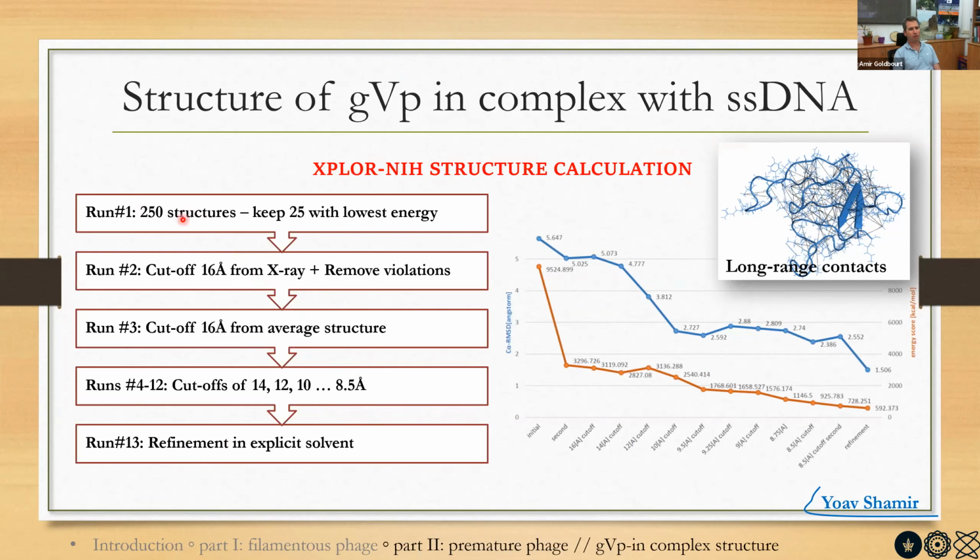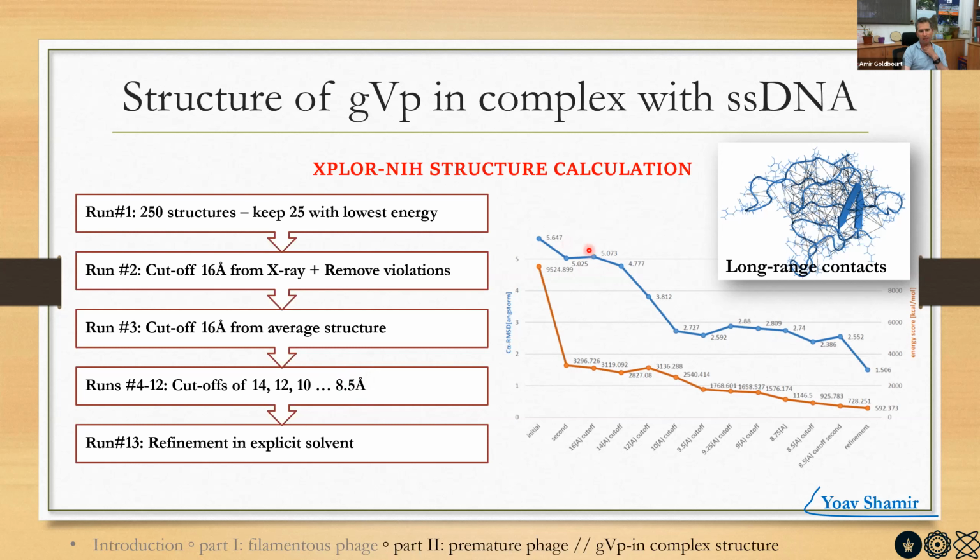So the first run of 250 structures, we keep 25 with the lowest energy. With the lowest energy, this is the first structure that you see here. On the blue, you get the C alpha RMSD, and on orange, you get the energy score from Explorer. Then we do a cutoff of 16 angstrom from the X-ray structure and remove violations. And this second run already gives you a much lower energy. Then we start doing cutoffs on our average structure and repeat our calculation of the Explorer structure. And we do this about 11 times in total until we go down to a cutoff of 8.5 angstrom.